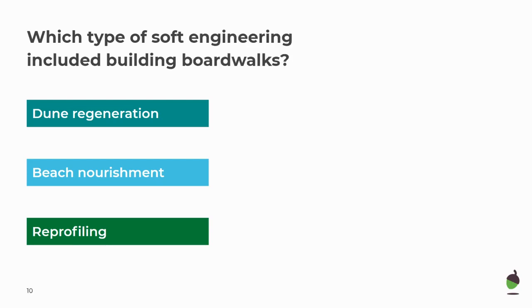Which type of soft engineering would include building boardwalks? 5 seconds. You've got it. So dune regeneration. We would build boardwalks, we would fence it off, we would plant marram grass.